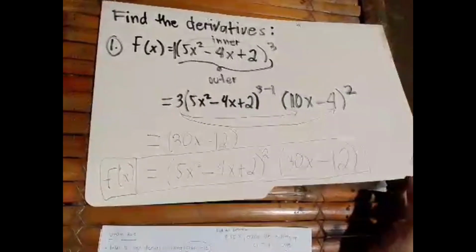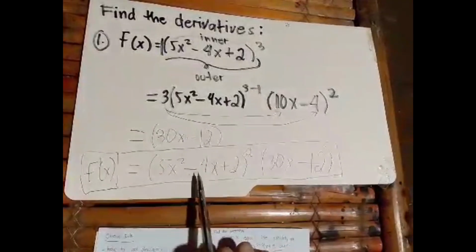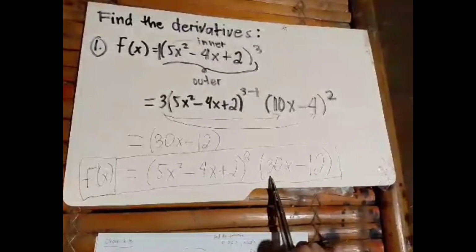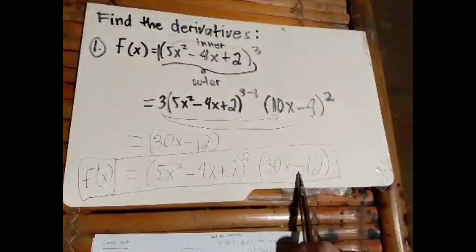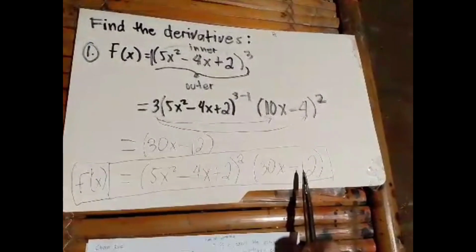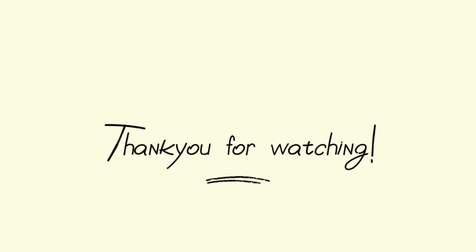So, this is our final answer. F prime of x equals the quantity of 5x squared minus 4x plus 2 squared, times the quantity of 30x minus 12. Understood? Thank you.